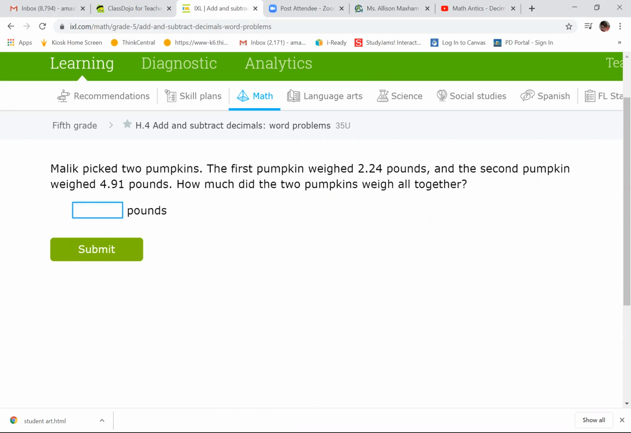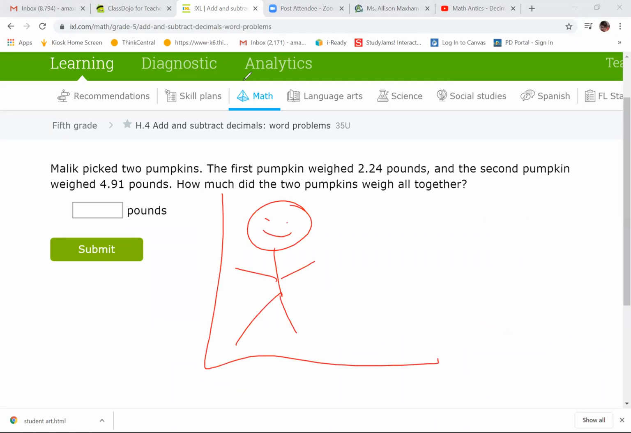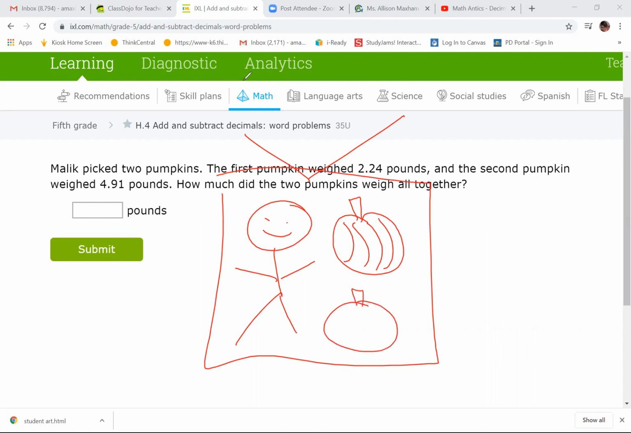Okay, here's another addition problem. Let's read this together. Malik picked 2 pumpkins. All right, my favorite strategy. Act it out. This is the Malik Show on TV. And Malik picked 2 pumpkins. My pumpkin that looks, oh, that looks all right. And then here's my other pumpkin, and it goes this way, doesn't it? There, that's better. This was like the basketball pumpkin. So he picked 2 pumpkins. You got it? The first pumpkin weighed how much?